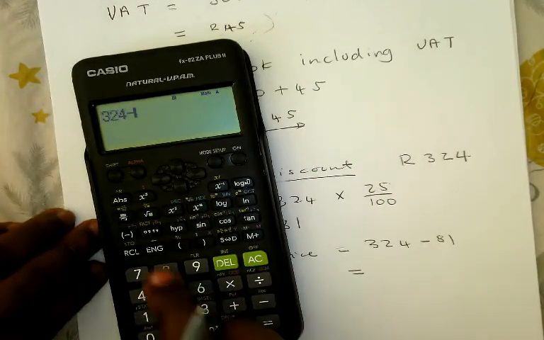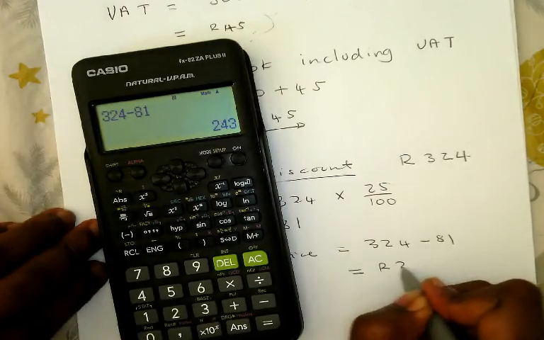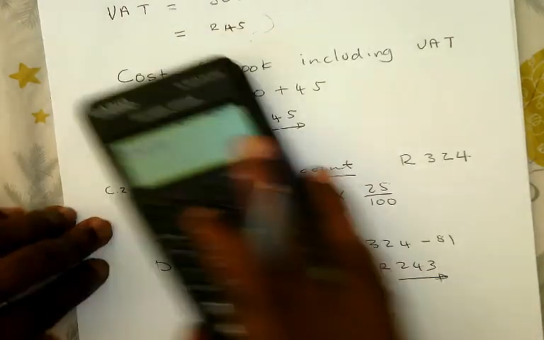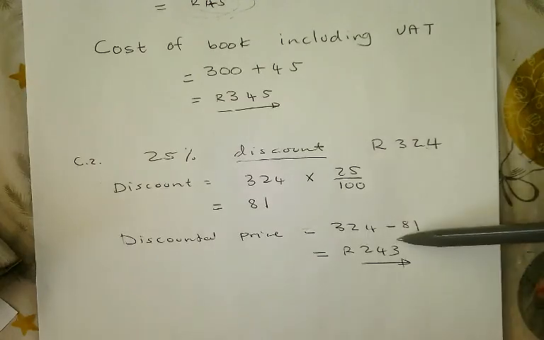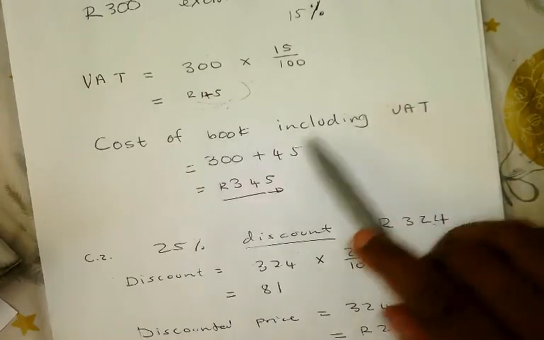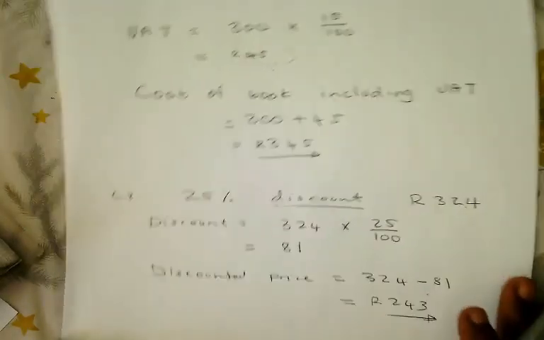So 243. So now you're no longer buying this for that amount, you're buying it for this amount. Discount, you minus. Including VAT, you add. Okay, let's go on.